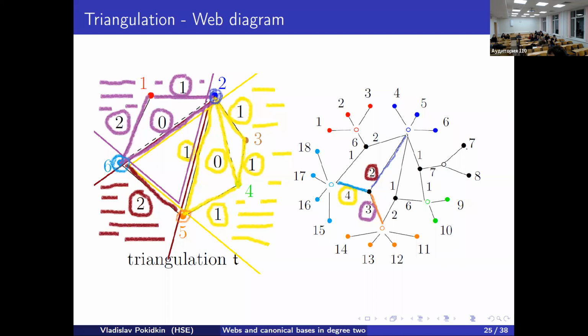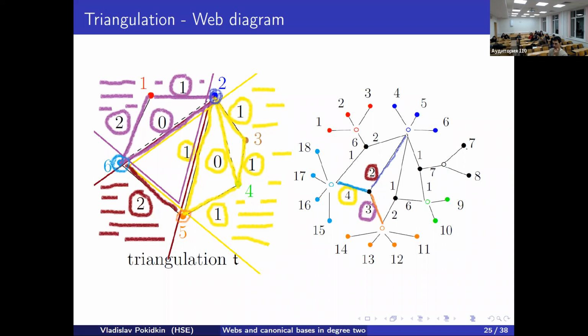So this vertex corresponds to this triangle, and three is the sum of multiplicities of the edges of this triangle. Yeah, three. 2 plus 0 plus 1. This is a triangle.